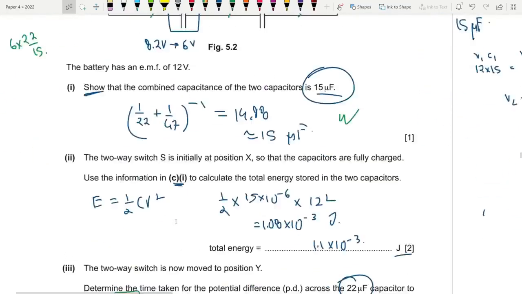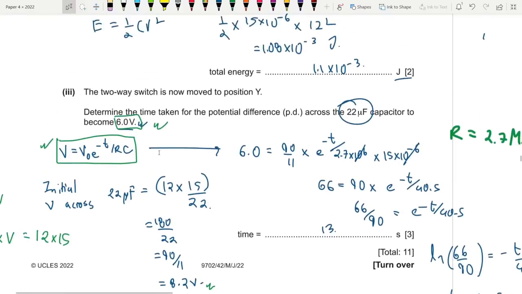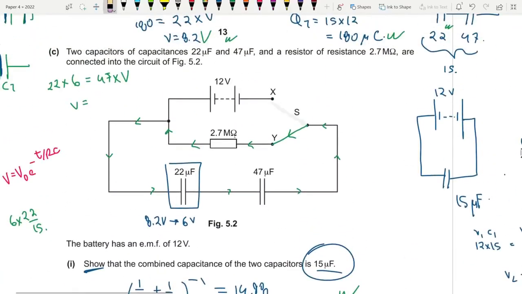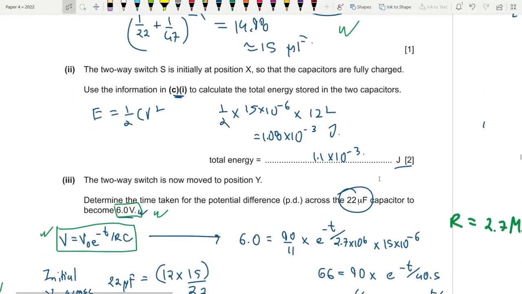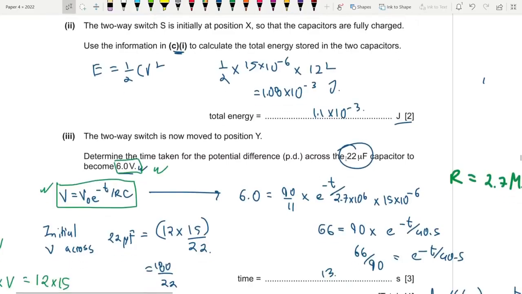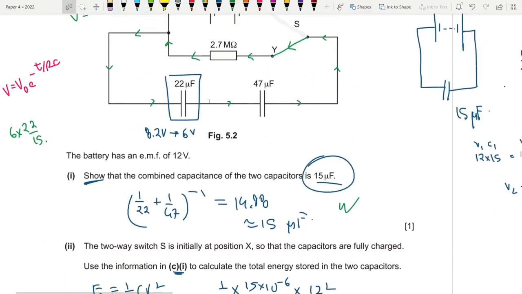Now we can finally input this in the formula. V is equal to V naught e to the power minus t by RC. So the initial voltage is 8.2 or 90 by 11. The final voltage is 6, into e to the power minus t by RC, where the resistance in the circuit is 2.7 into 10 power 6 ohms, mega ohms. And the total capacitance, this is where the students messed up. You need to apply the total capacitance. Even though we're dealing with the 22 microfarad capacitor, you need to use the total capacitance because both the capacitors are involved in discharging, alright?